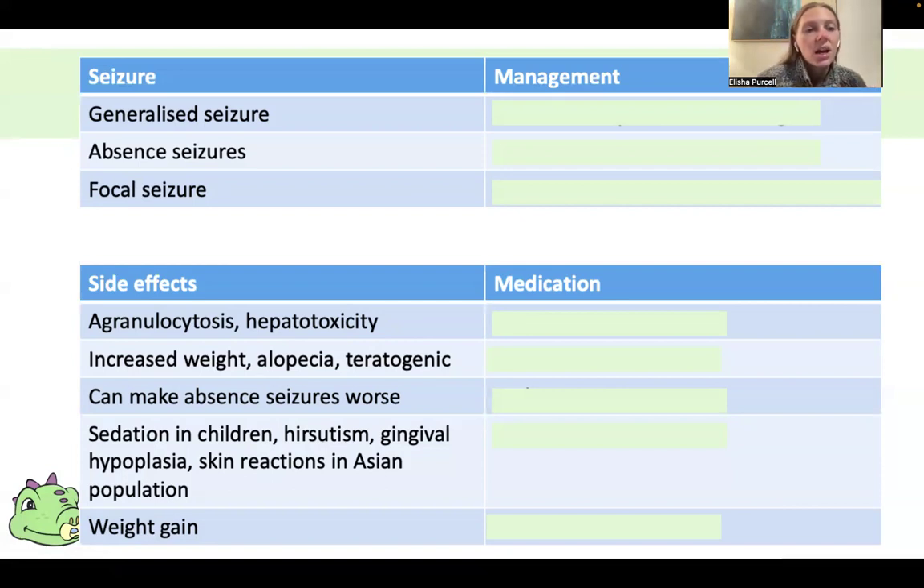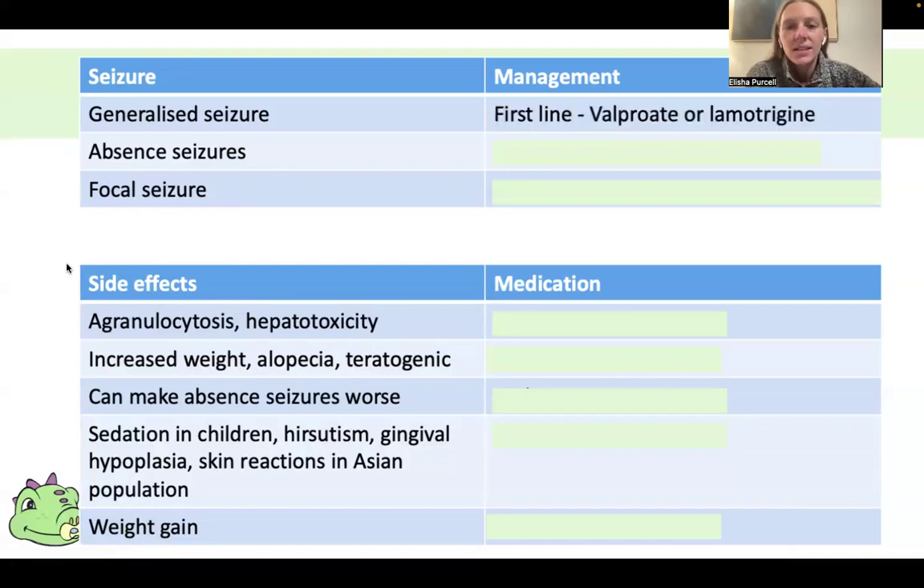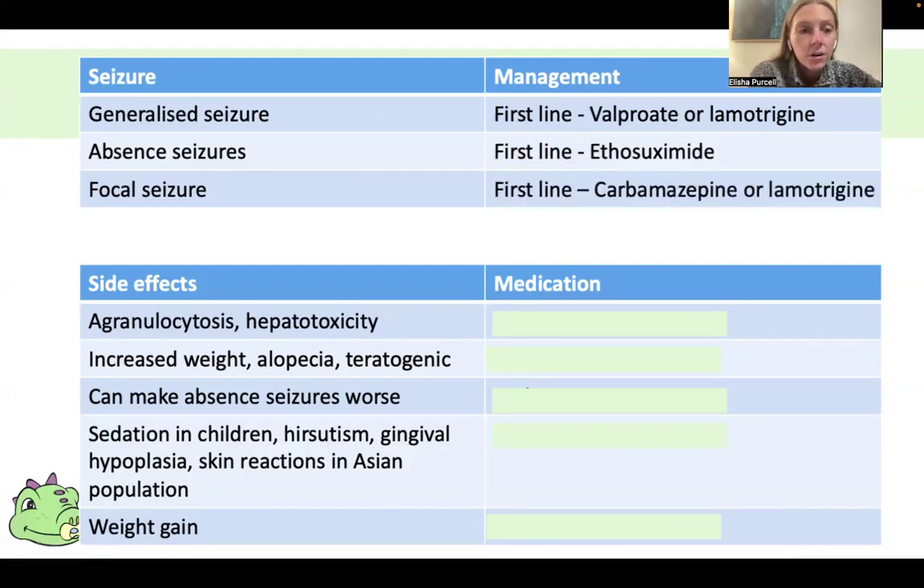So generalized seizure, how we're managing someone that presents with a generalized seizure: first line valproate or lamotrigine. Absence seizure management: first line ethosuximide. Focal seizure management: it's carbamazepine or lamotrigine.